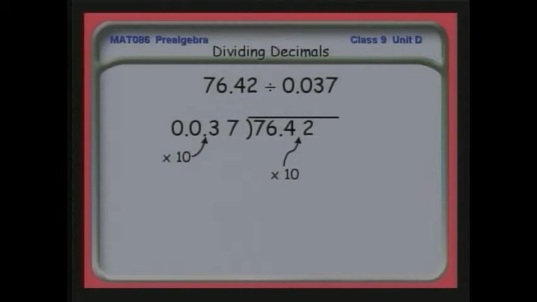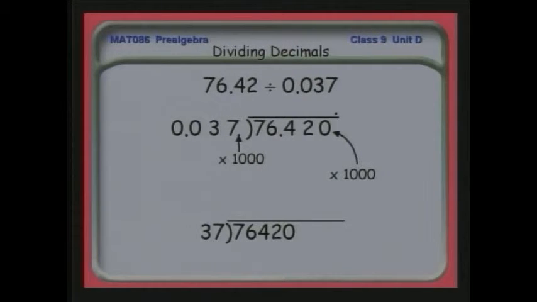Multiply by 10 and the decimal point moves over 1. Multiply by 100, it moves over twice. But now you see I might be running into trouble because there's nothing after that 2. Remember that we can add a 0 at the end of a decimal and not change anything, so we'll throw another 0 in, and that allows us to move the decimal point one more place. So what we ultimately have now is the equivalent division of 37 dividing 76,420. Then we can perform that division as we normally do, and when we do that we get 2,065 and 405 thousandths.